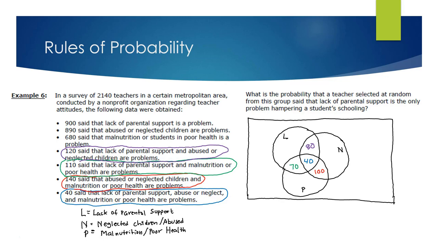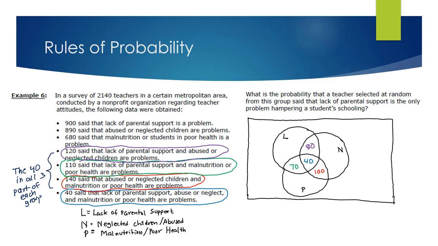I'm getting these from carrying out the fact that there's 40 in all three parts of each group. So when I say there's 120 that think that the two problems are lack of parental support and abused and neglected children, that's including the 40 that's in all three. So I've got to exclude those and carry out these calculations as such.